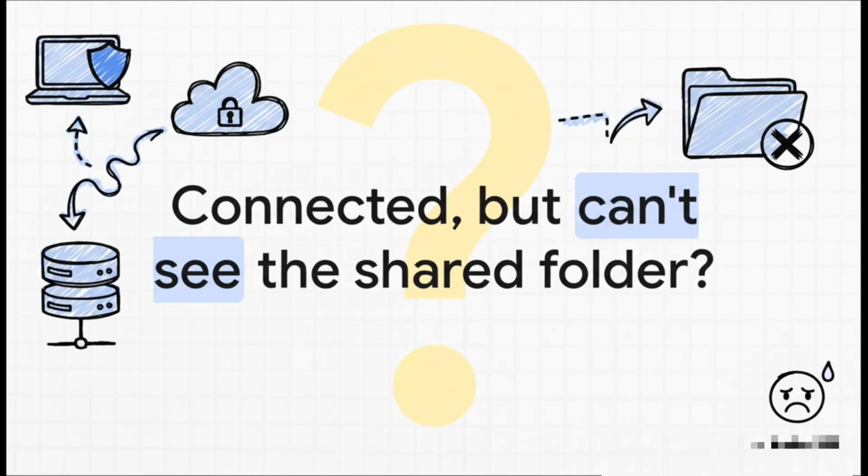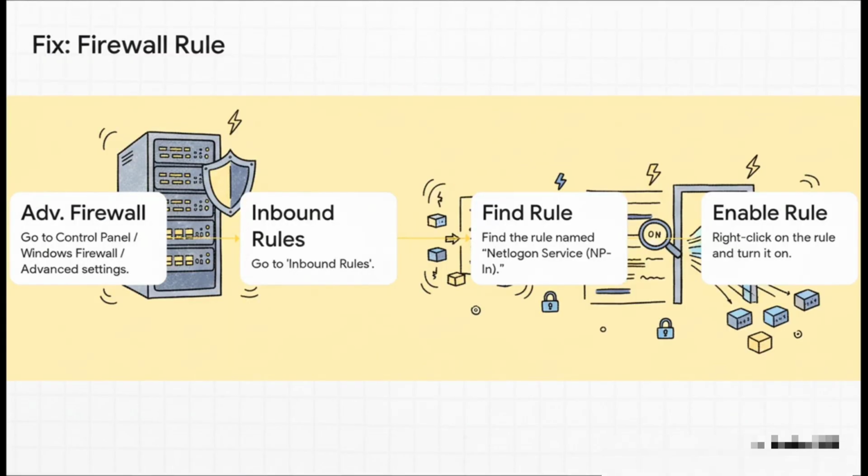Okay, how about this one? You're connected. The VPN says you're in, everything looks good, but when you try to access that shared folder, it's just crickets. Nothing happens. What's going on? This problem is almost always the firewall on your server. It's just doing its job a little too well, and it's blocking the file sharing traffic.